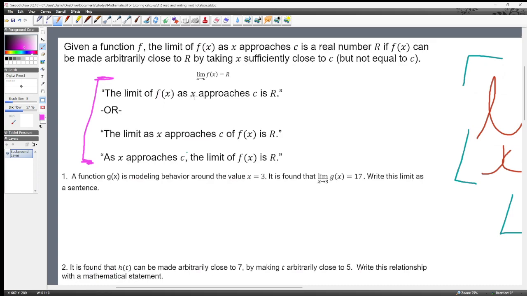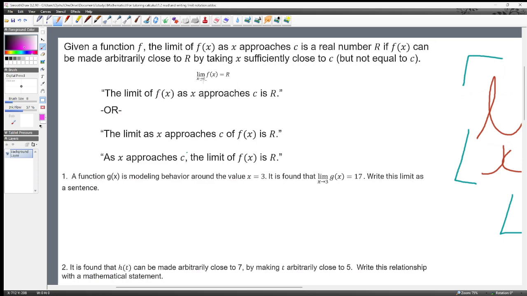Here, the limit of f of x as x approaches c is r, or the limit as x approaches c of f of x is r. As x approaches c, the limit of f of x is r. So for maths, it's way better to learn things written down, because if you can comprehend equations or formulas at first, it is best to understand them in word format, so it can be easier because you understand the words, and the words can be further broken down.